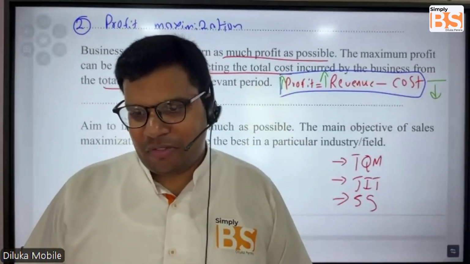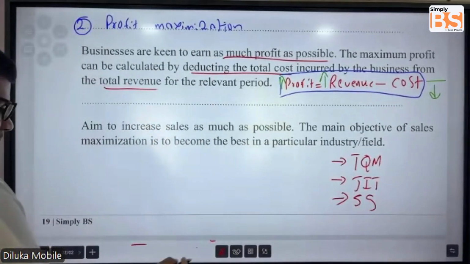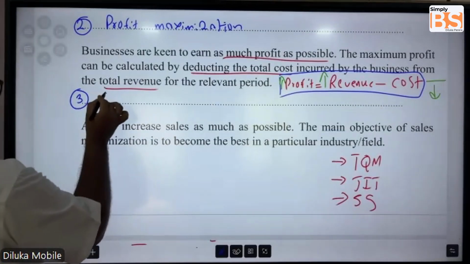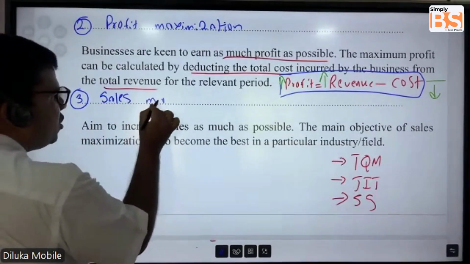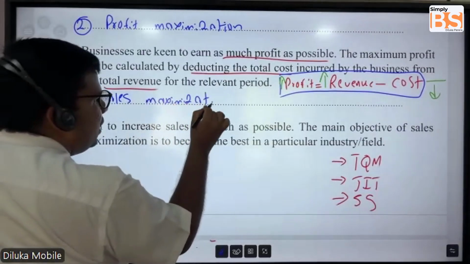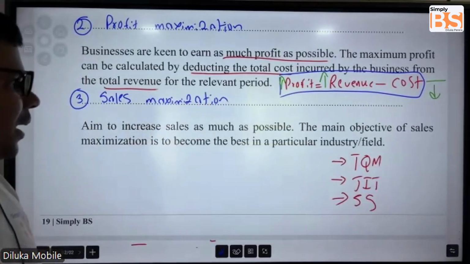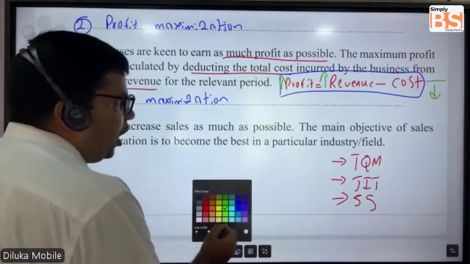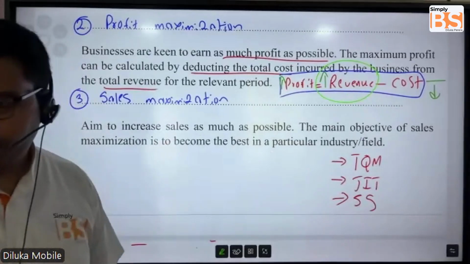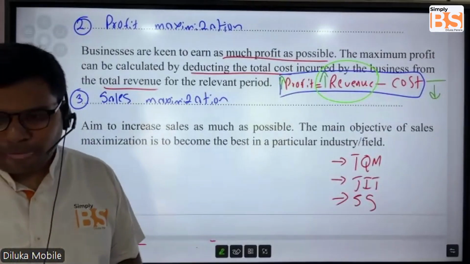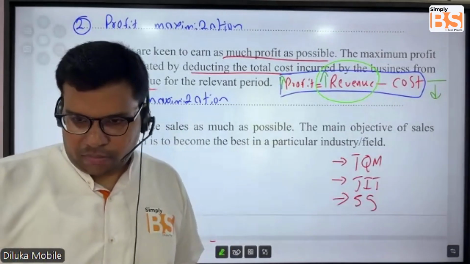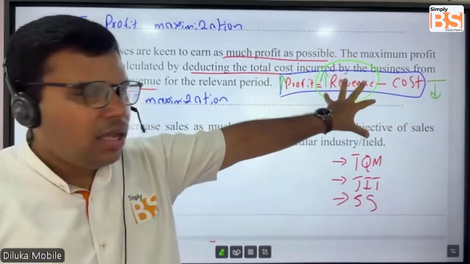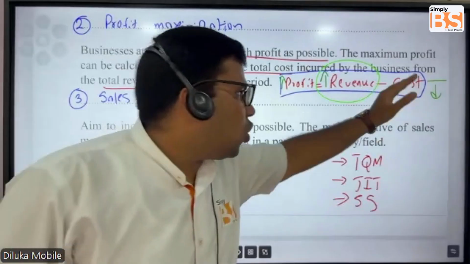So you want to earn as much profit as possible. The next objective, students, the next aim of a business, just like profit maximization, is sales maximization. How can you bring more sales? How can you increase your revenue as much as possible? How can you increase your sales as much as possible? That is one of the aims of a business organization. Now, based on our previous discussion, if you increase your sales, then on the other side, you'll be able to increase your profits if the cost is constant or it goes down.